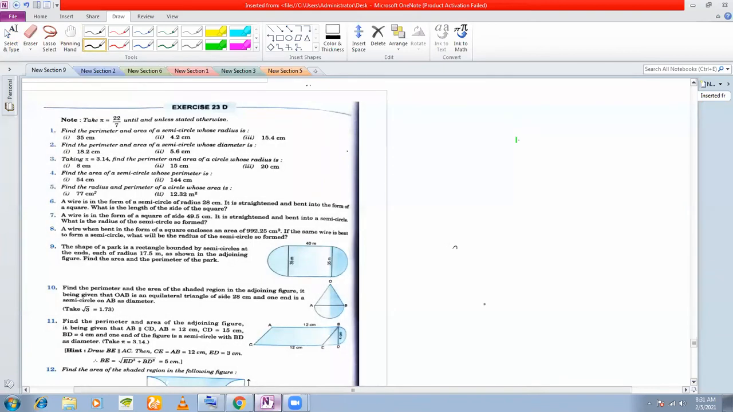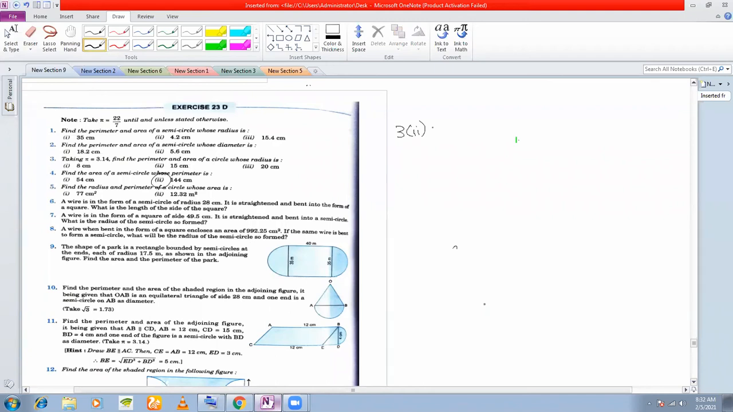Let us start with 3.2. The question here is find the perimeter and area of a circle whose radius is, oh, this one I have already done. Okay, let's move on to the next one then. Number 4.2. Find the area of a semicircle whose perimeter is 144.